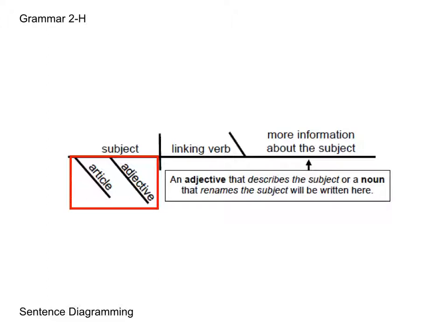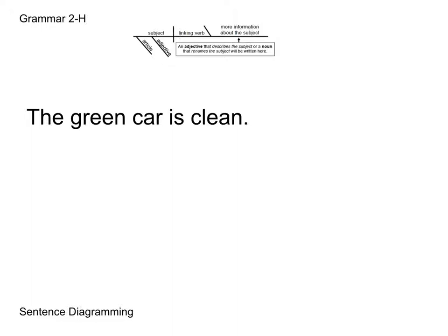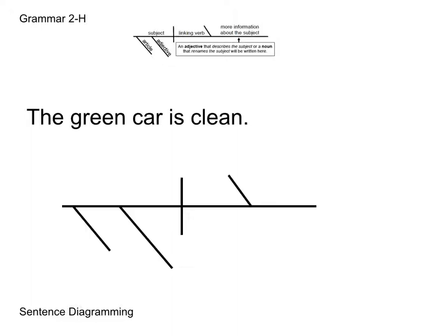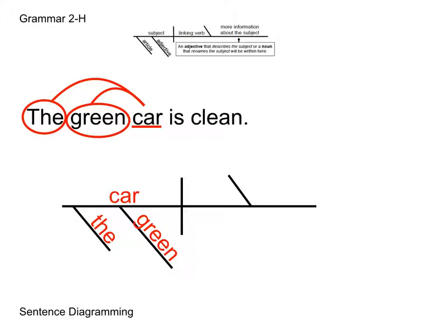So let's look at a sentence. We have the green car is clean. Well, let's create our little tableau. Here we go. And then let's start with the basics. What is the subject? The car. The car is the subject in the sentence. Does it have anything describing it? Yes. The and green. So we're going to write those on the diagonal lines underneath the subject. Our verb is, and then our extra information that is being linked to the subject is clean. So that's going to go after the diagonal line on the baseline where you see the subject and the verb also.